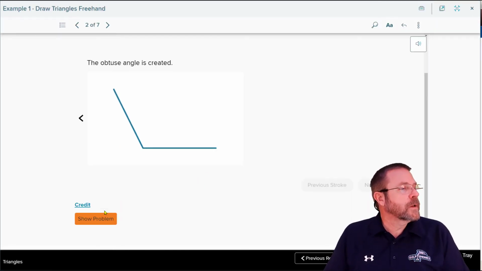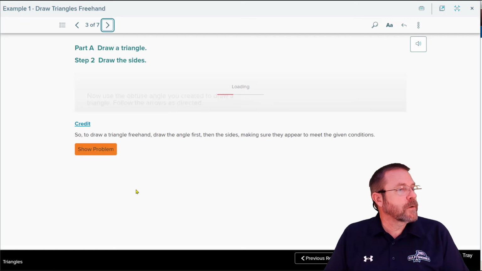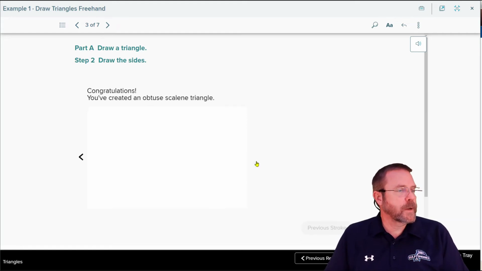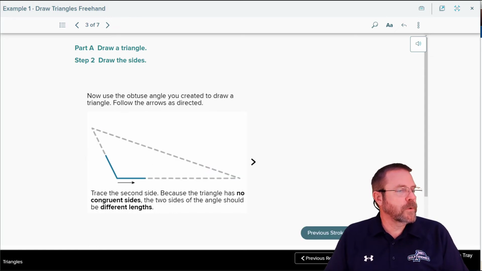From there, I guess we move on to the next slide here. Now that we've got our obtuse angle, we're going to trace the first side length. In doing that, we're going to click that right angle again, and that's going to give us that. Let's see what it says next. Oh, there we go, now I found something.